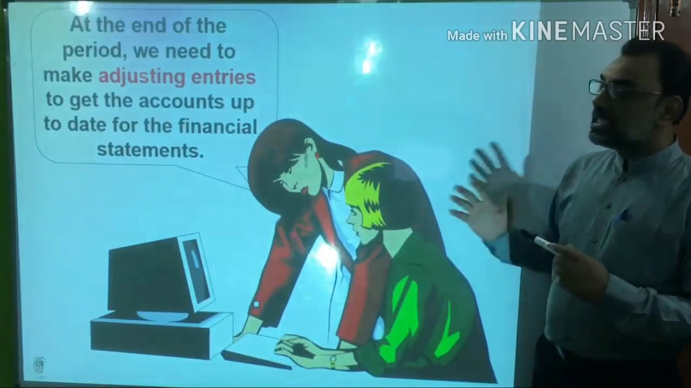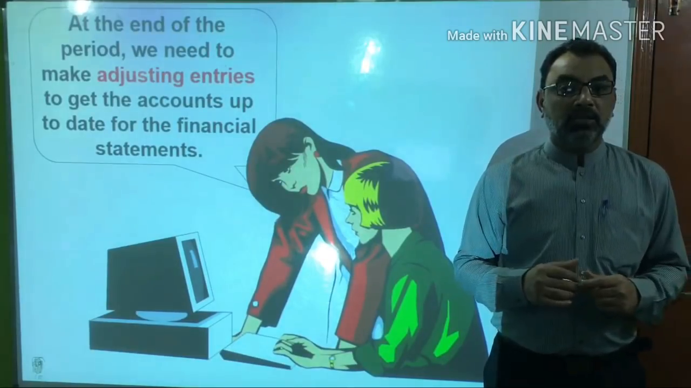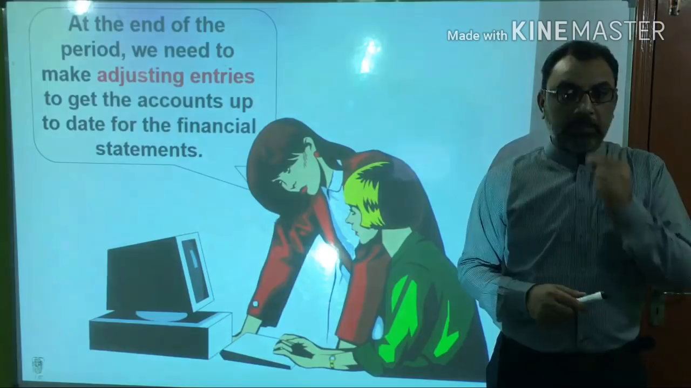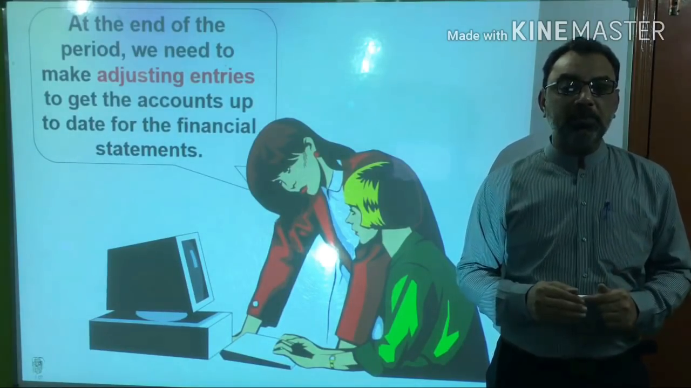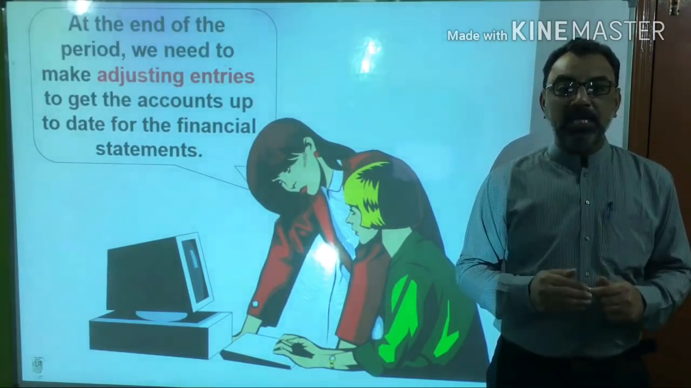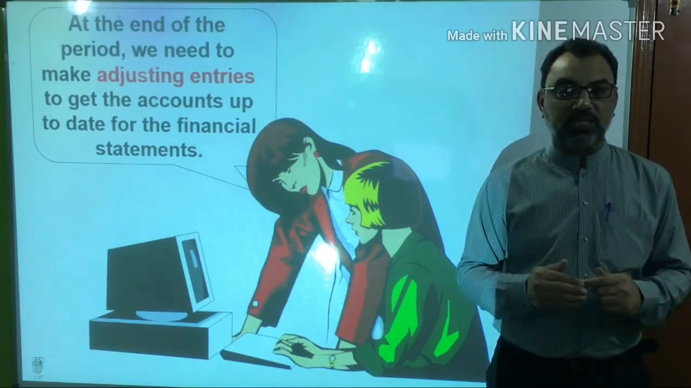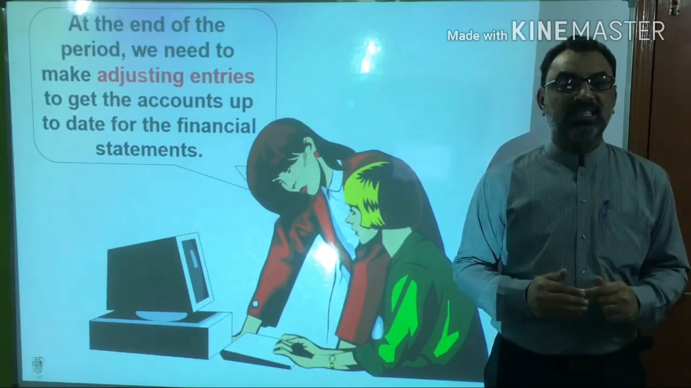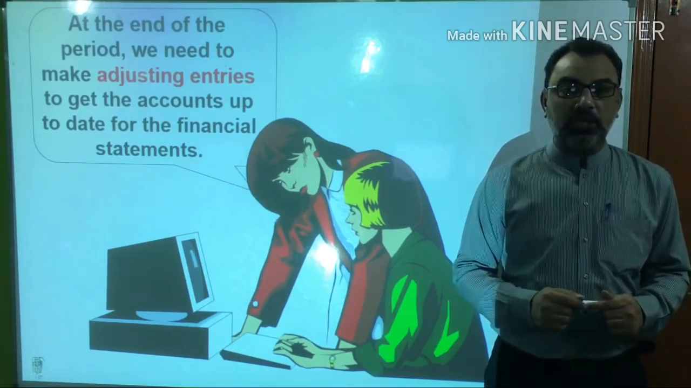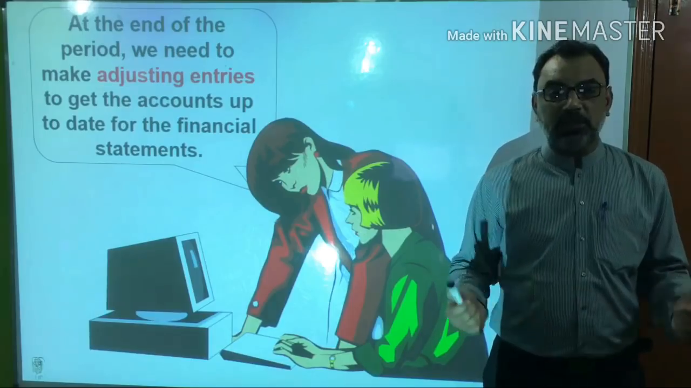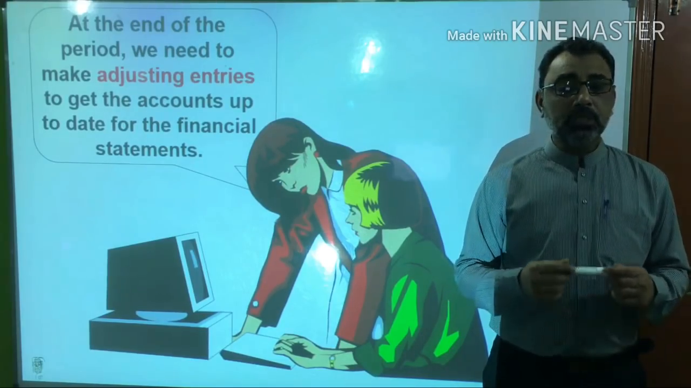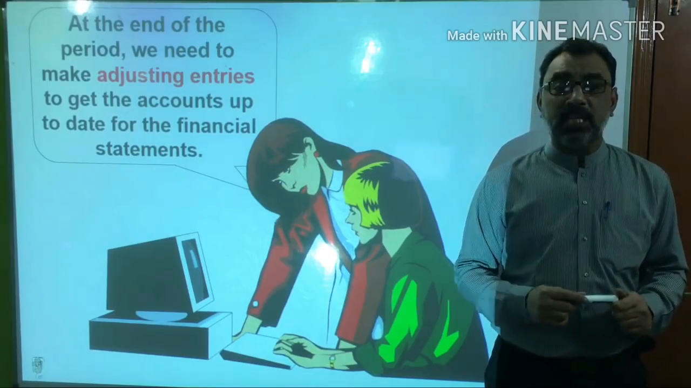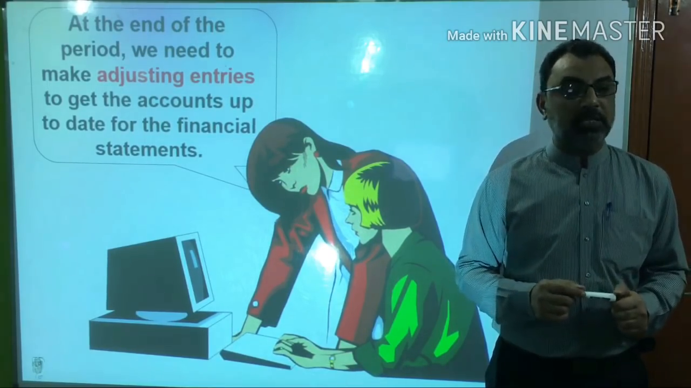So you can see that when we talk about adjusting entries, there is more to the measurement of business income than merely recording simple revenue and expense transactions that affect only a single accounting period. Certain transactions affect the revenue or expenses of two or more accounting periods. The purpose of an adjusting entry is to assign to each accounting period appropriate amounts of revenue and expense.